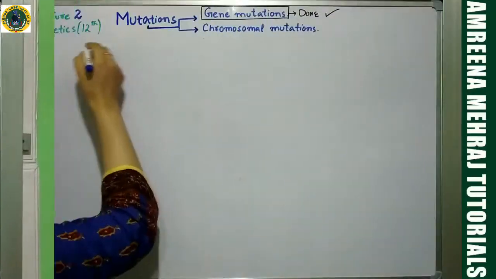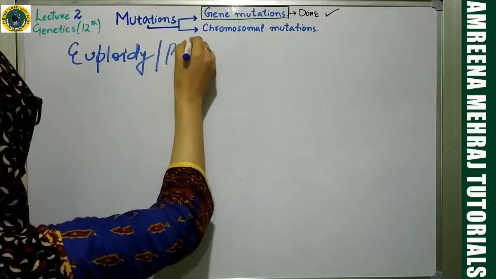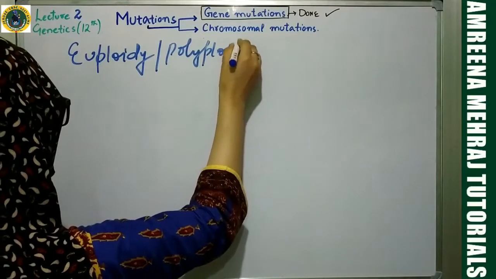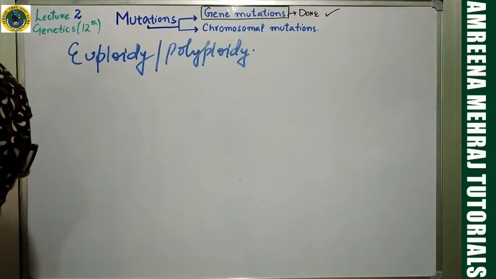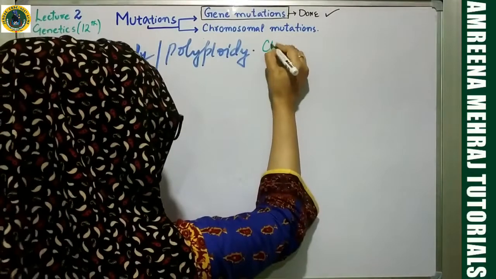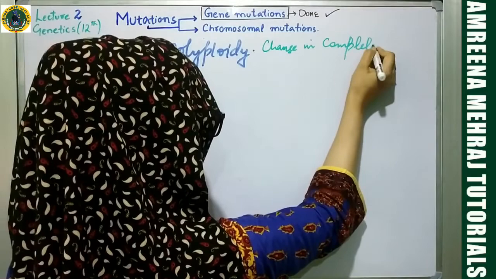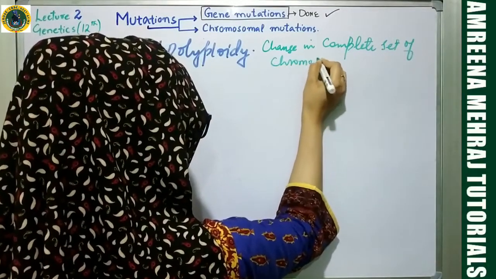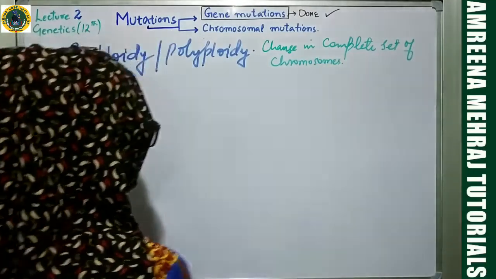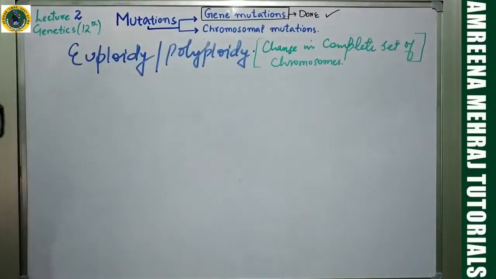So now let us go to euploidy. Euploidy is also called polyploidy. Now in this case, what do you have, my dear students? You have an increase or change in the complete set of chromosomes. The complete set of chromosomes is changed.